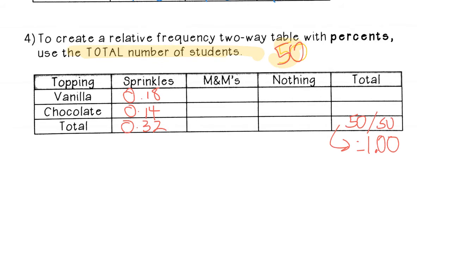M&Ms for vanilla, it was 8 out of 50, which would be 16%. Chocolate and M&Ms were 9 out of 50, which would be 18%. And the total for M&Ms was 17 out of 50, which is 34%. Lastly, if we look at the nothing column, vanilla and nothing was 13 out of 50, which is 26%. Chocolate and nothing was 4 out of 50, which is 8%. And nothing was also 17 out of 50, which is 34%.